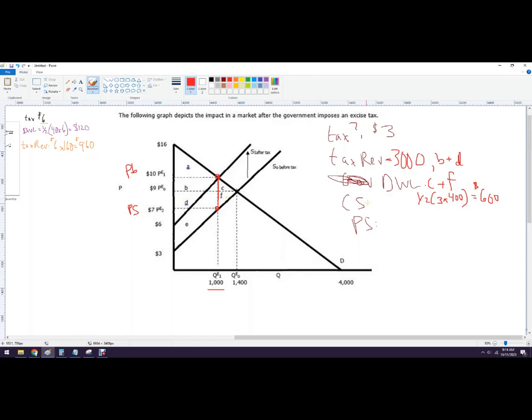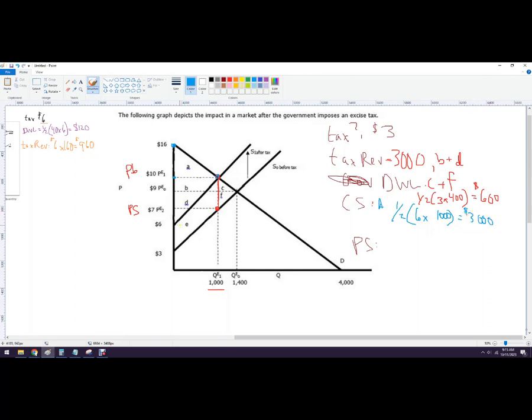Then consumer surplus, going to be some different color. We'll do some blue. From here to here to here. It's just A. And so it's one half, top here, 6 times 1,000. So that's 6,000. We can do that in our head. Half of 6,000 is 3,000. $3,000 is the consumer surplus.